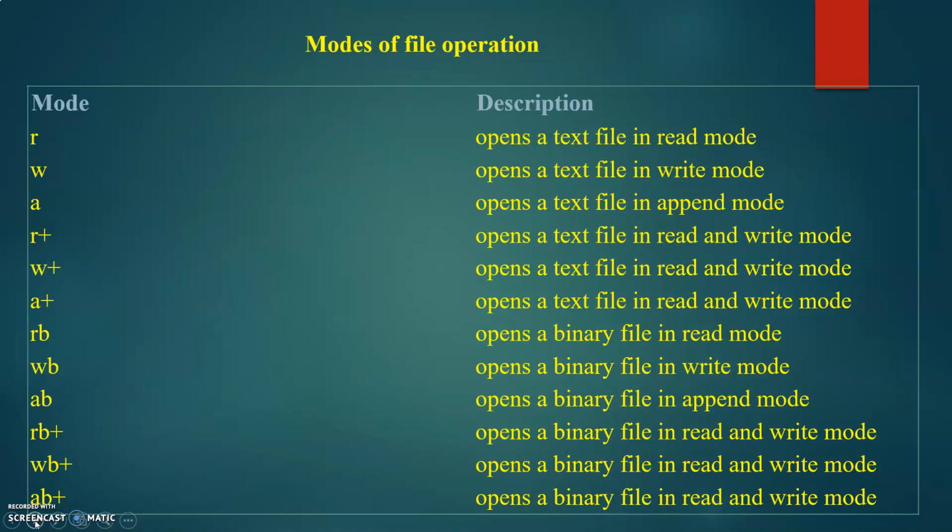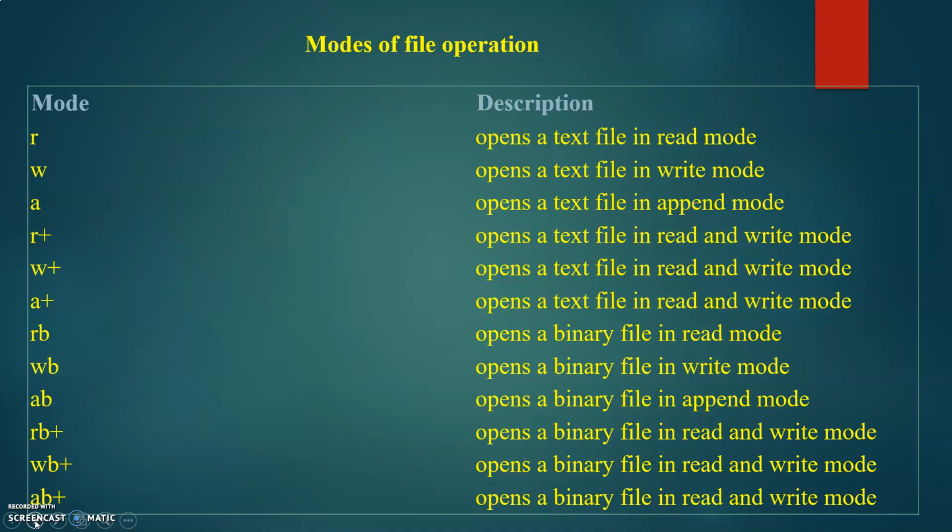In the former one we have given that there are some modes. That means if there is a file pointer, FILE *fp, and fp equals fopen, you have to open the file, file name .txt, and then you write the mode. So mode means in which type you open the file. That means in read mode, in write mode, in append mode or anything. So I have given a number of modes for file operation.